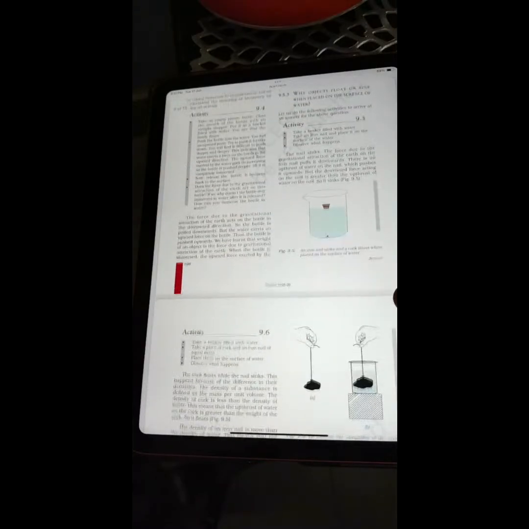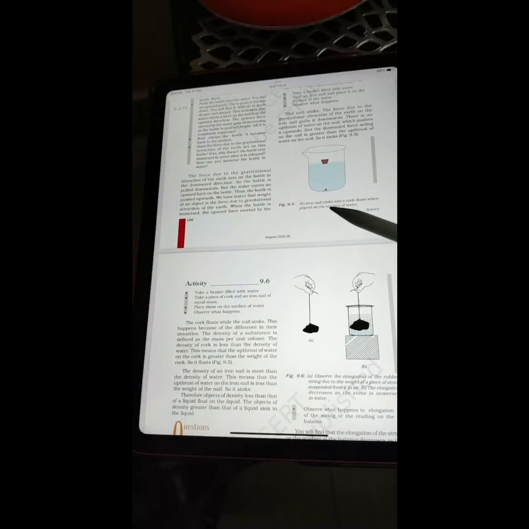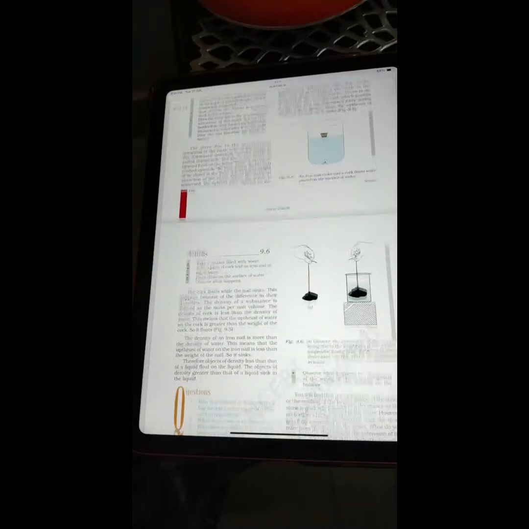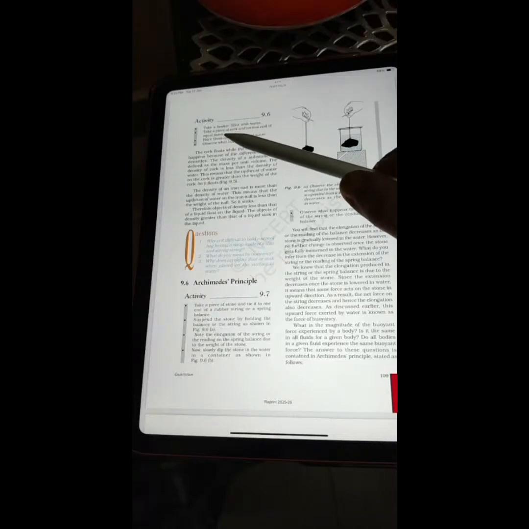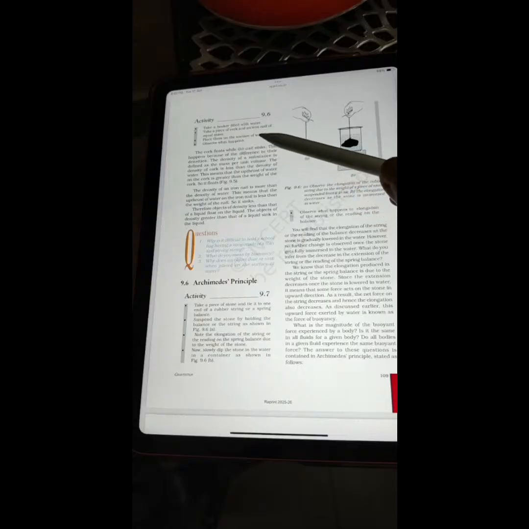Figure 9.5: an iron nail sinks and a cork floats when placed on the surface of water. So we are moving to page number 109, activity 9.6. Take a beaker filled with water, take a piece of cork and an iron nail of equal mass, place them on the surface of water and observe what happens. The cork floats while the nail sinks. This happens because of the difference in their densities.